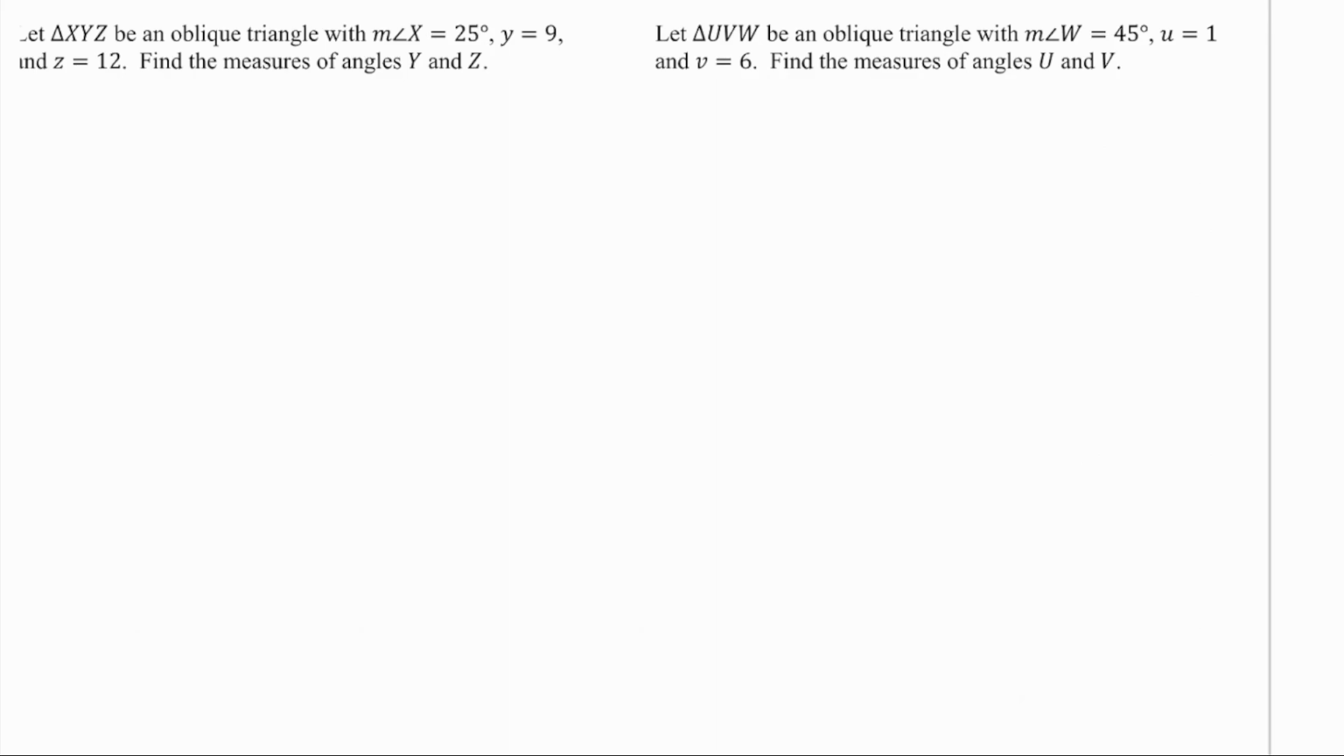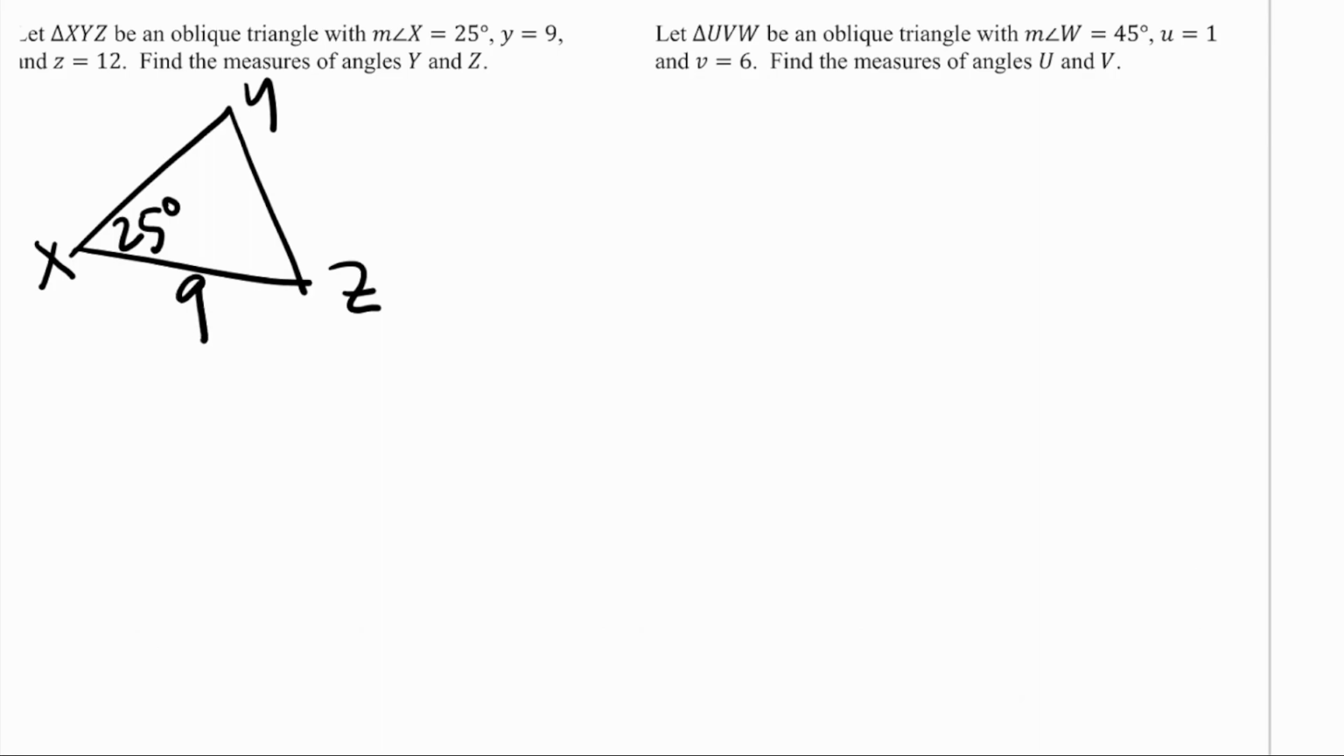The reverse of that problem would be when we're finding the measure of the other angles. So I'm going to just draw x, y, and z, however I feel like it. Angle x is 25 degrees, side y is 9, and side z is 12. So we'll find the measures of angles y and z. This is going to be a little bit more involved. I think I'm going to use the law of cosines to find this side length x, and then I'll use the law of sines after that.